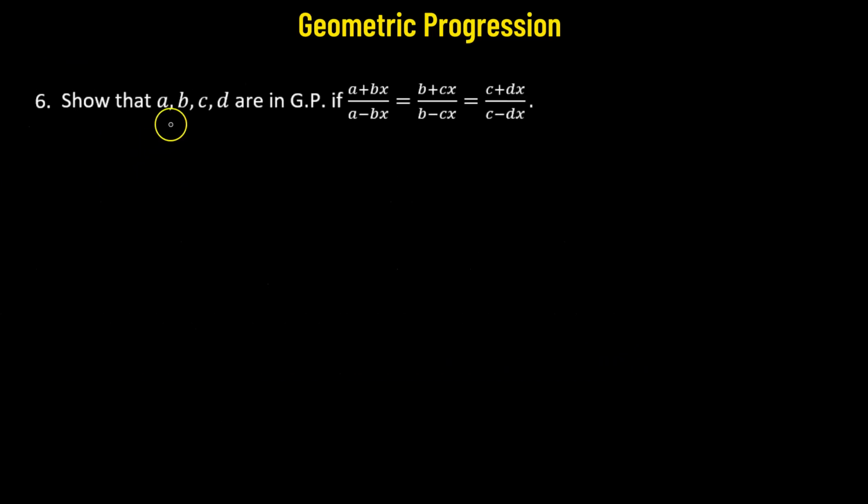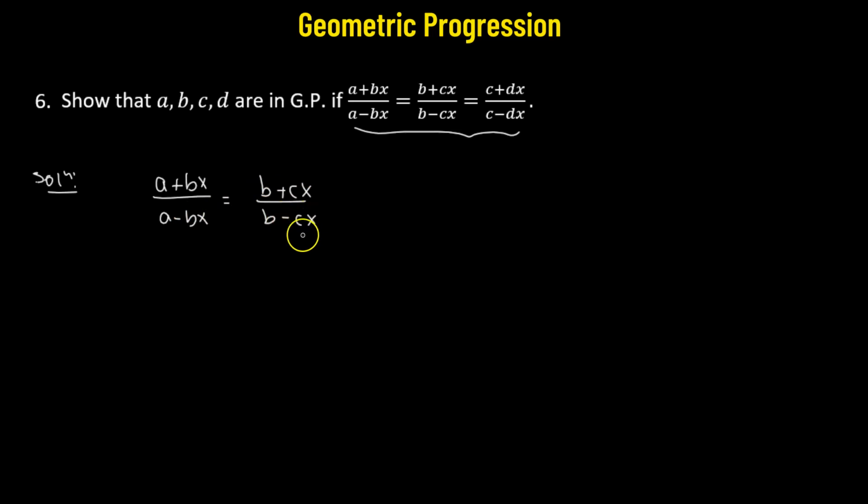We need to show that the four numbers a, b, c and d are in geometric progression if we have this particular relation. So let's begin. So first we will consider (a plus bx) divided by (a minus bx) equals (b plus cx) divided by (b minus cx). So we will simplify this equation by using the method of componendo and dividendo, which means that if we have the ratio a over b equals the ratio c over d, then componendo and dividendo says we can rewrite this expression as (a plus b) divided by (a minus b) equals (c plus d) divided by (c minus d) without affecting the ratio or the equation.